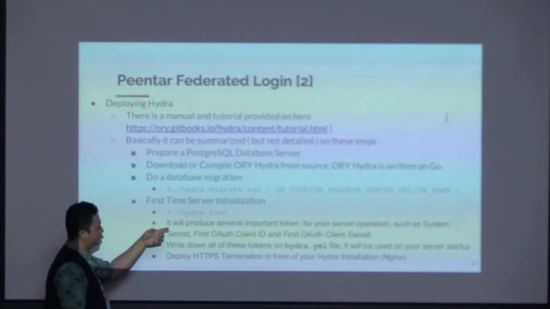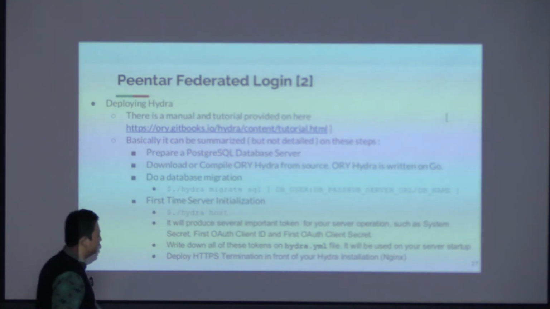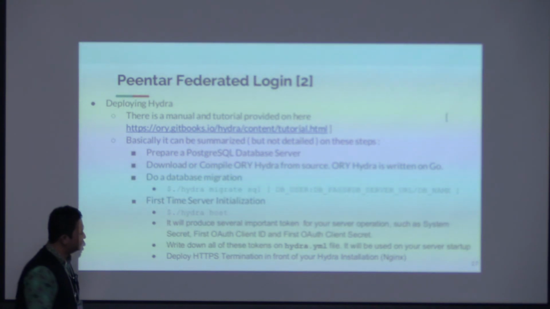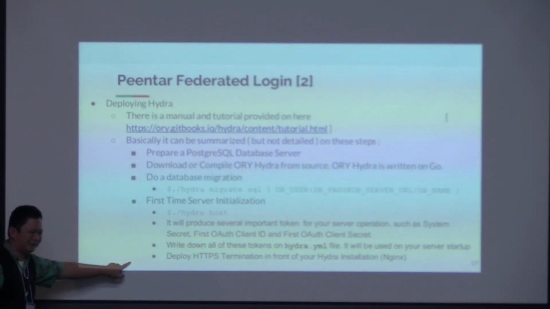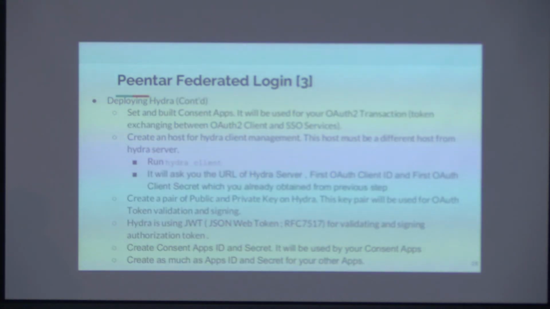It will generate your OAuth properties, the first OAuth client and OAuth client secret. It will keep them in the Hydra YAML file, which will be used on server startup. Also, we need to deploy an SSL service in front of Hydra. This is the Hydra client.